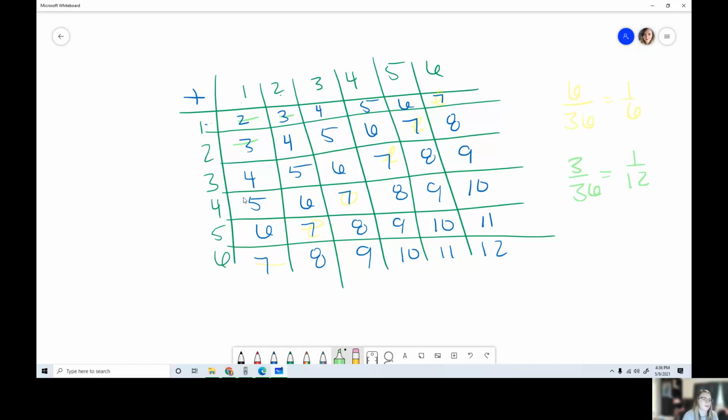So using a table like this for sums, or for showing I flip a coin and I roll a die, is easy to see your whole sample space in one go. It's easy to highlight and mark up things so you can see how many times certain things happen. So tables are a really nice way to organize our sample space when doing compound probability.